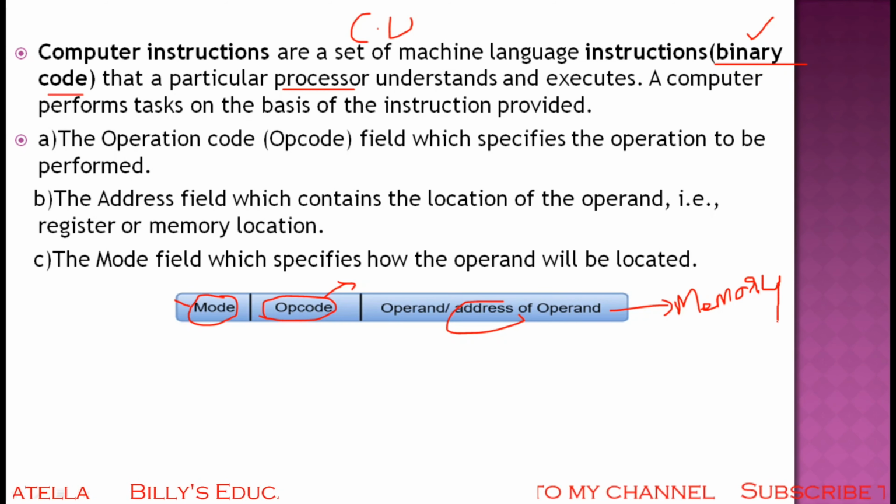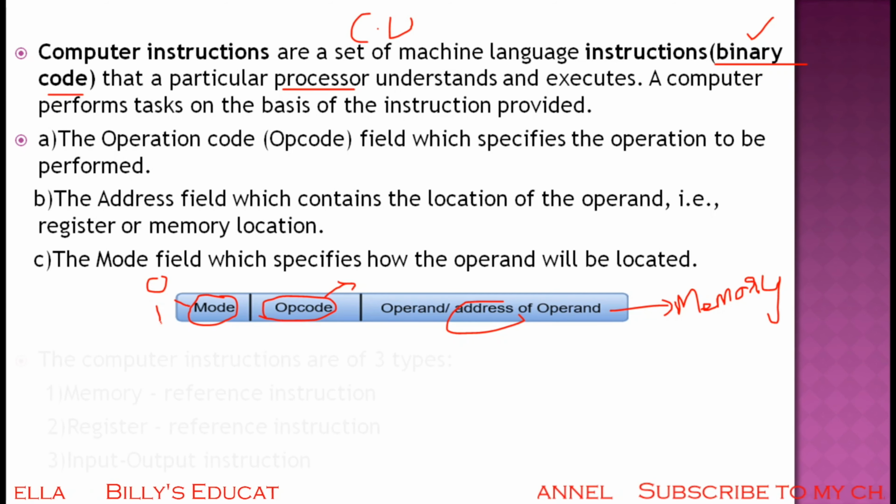Coming to the mode, I already said that mode is of two types, direct addressing mode and indirect addressing mode. When this mode value is 0, it is direct, and when the value is 1, it comes under indirect addressing mode.